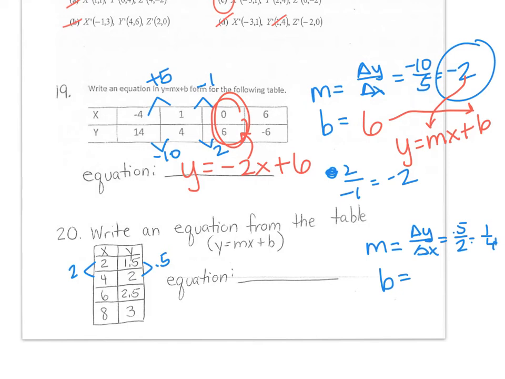My b, I need to back up my table. So if I back up 2 here, I'm going to end up at 0, which is where I want x to be. So I want to back up 0.5 here, which is going to be 1. So my b is 1. So now my equation is just y equals, my m was 1/4, x plus 1.